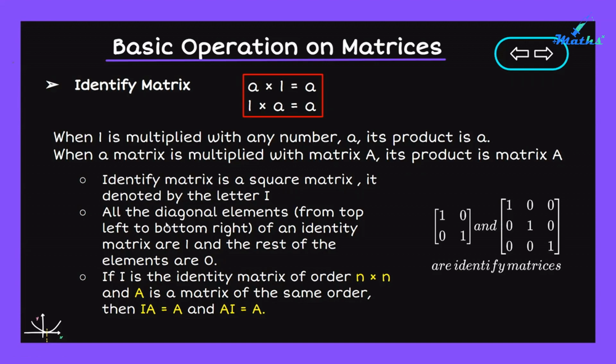All the diagonal elements from top left to bottom right of an identity matrix are 1 and the rest of the elements are 0. Top left is here and bottom right is here, so here and here are 1 and the rest are 0. And if I is the identity matrix of order n times n and A is a matrix of the same order, then IA equals A and AI equals A, which means the identity matrix times matrix A is equal to A, and matrix A times the identity matrix is also equal to A.